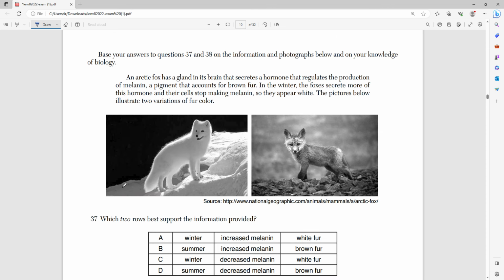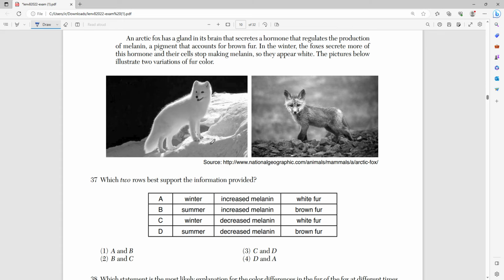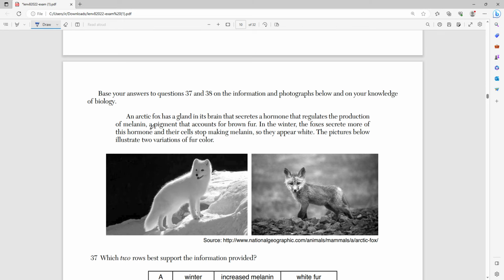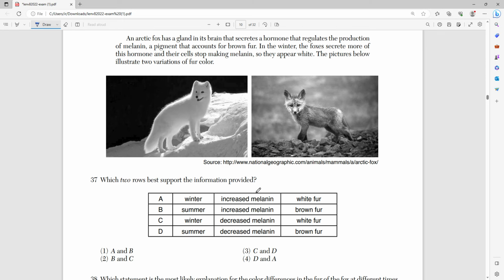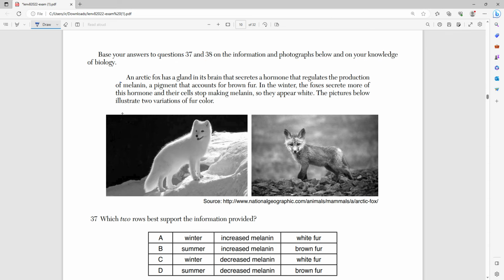Moving on to number 37, cute photos. Which two rows best support the information provided, right? So an Arctic fox has a gland in its brain that secretes a hormone that regulates the production of melanin, right? That's pigment. Always remember, melanin equals pigment. A pigment, we just said, accounts for brown fur, right?